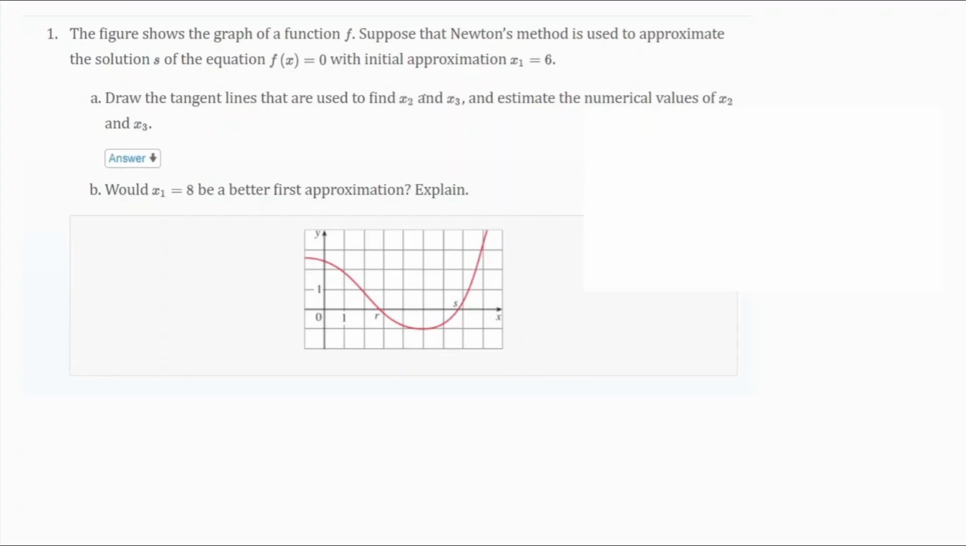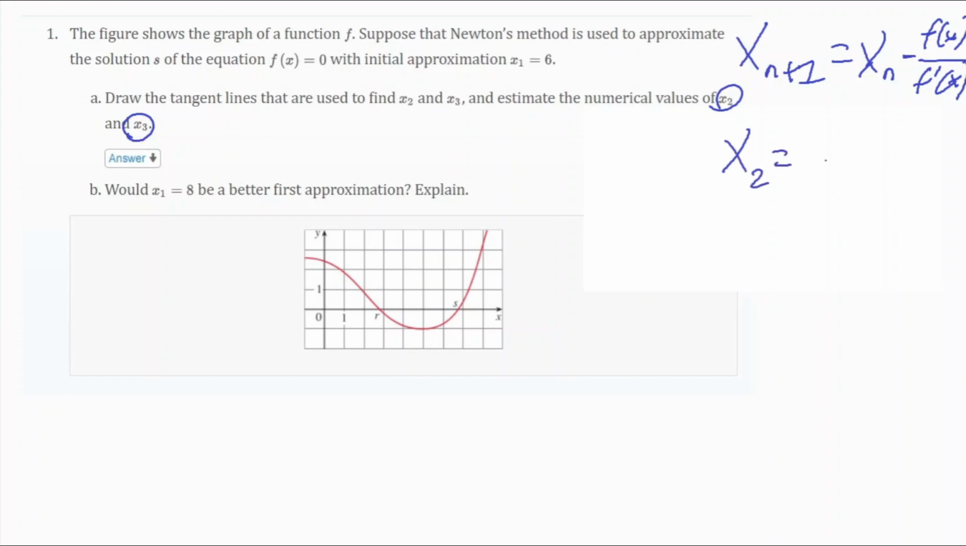Alright, so let's take a look at number 1. Number 1 is: the figure shows a graph of a function f. Suppose that Newton's method is used to approximate the solution of the equation f of x equals 0. With the initial approximation of x1, we need to find x2 and x3. So let's write down Newton's method up here. It's going to be xn plus 1 is equal to xn minus f of x over f prime of x. And now we know the xn is going to be x1.